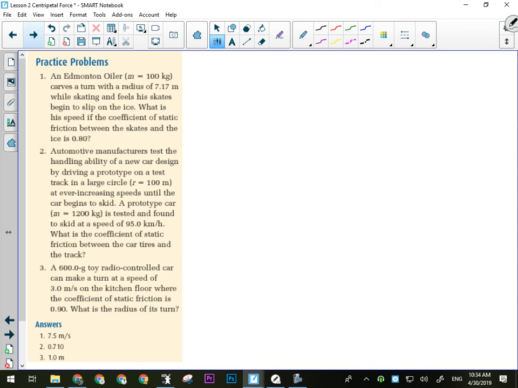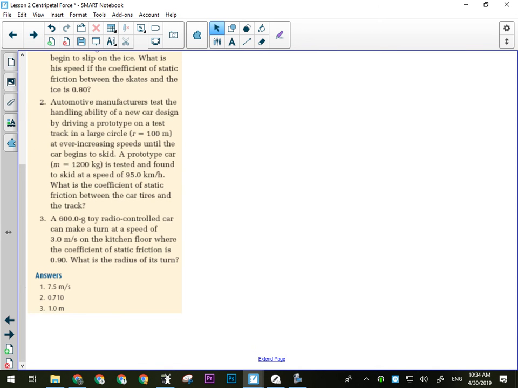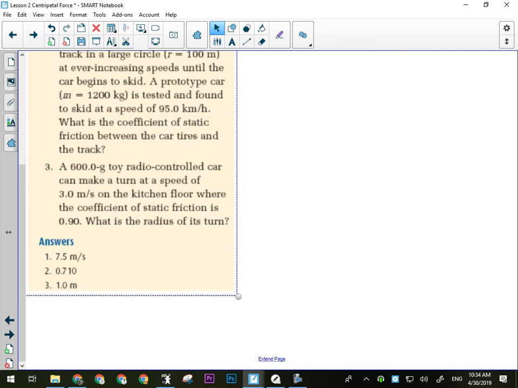Okay, I want you guys to try. Let's go with 1 and 2 for right now. I'll make them bigger so you can actually see them.